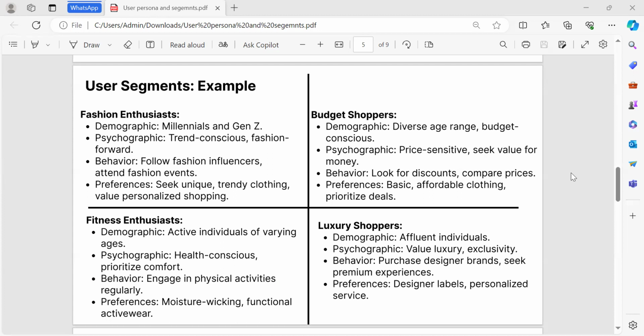Similarly, you can see one of the examples on your screens as well. So this is of different kinds of shopping segments. Fashion enthusiast, budget shoppers, fitness enthusiast, and luxury shoppers. And in these also we have categorized demographic, psychographic, behavior, and preferences wise. So you can study this example for better understanding. I will just move on to the next slide.